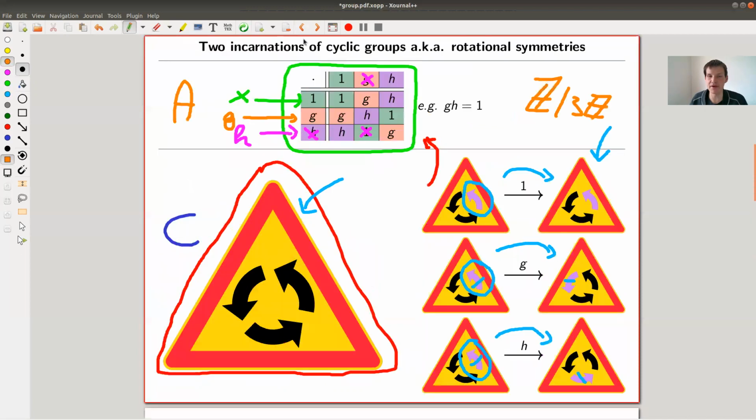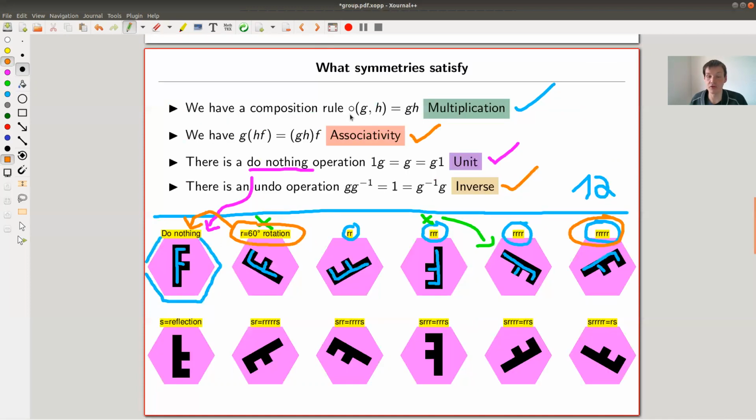And in practice, by the way, this means that in multiplication tables for groups, in each row and each column you have no repetitions. You see every element appearing exactly once. So GH, 1, H1, G, 1GH, for example. This is a consequence of having an undo operation, an inversion. And the formal terminology is inversion.